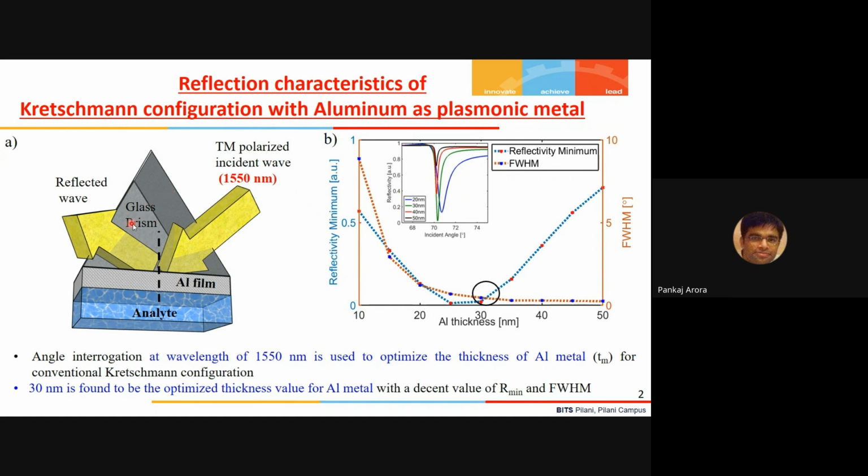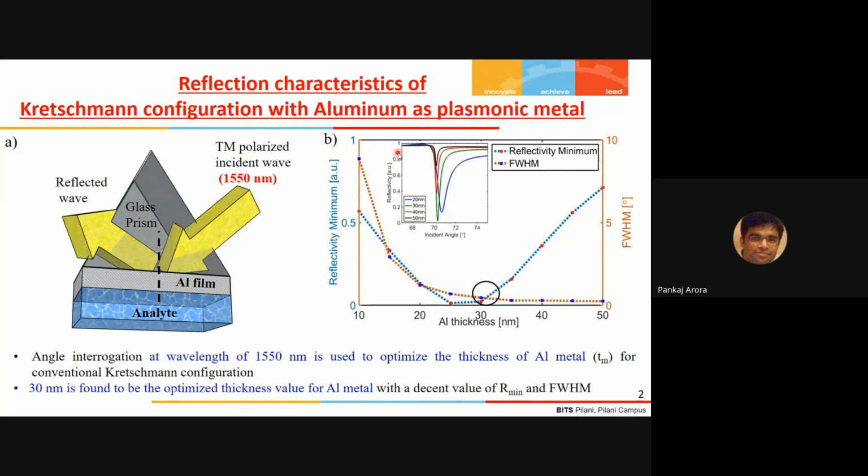Before that, I'm just going with the conventional configuration we discussed in the previous slide. I have a glass prism here. I just flipped the geometry, so don't get confused. So glass prism, aluminum metal, analyte. Light is coming at a particular wavelength and the reflected light is being captured. The wavelength is only a single wavelength, which means I'm interested in the angle interrogation.